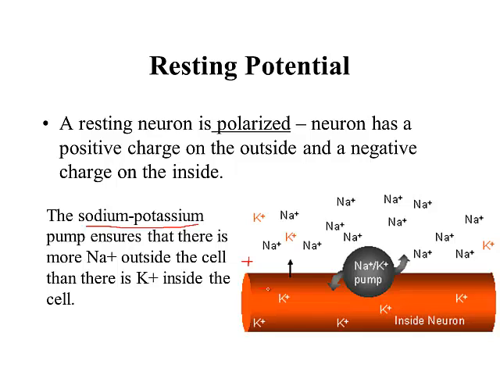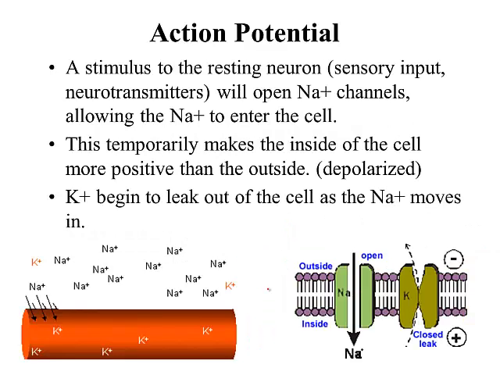Now, as a cell gets stimulated, which is going to start the action potential, we are now going to be switching these charges. So a stimulus to the resting neuron, say a sensory input from the outside, you're feeling cold, or neurotransmitters are sent, whatever happens, this is going to open up sodium channels, and that's going to allow sodium to rush into the cell. When sodium rushes into the cell, it's going to temporarily depolarize the cell. That means that we're going to end up with the inside of the cell being more positive and the outside being more negative. Okay, so when sodium rushes in, we now are going to end up with more positives on the inside than the outside.